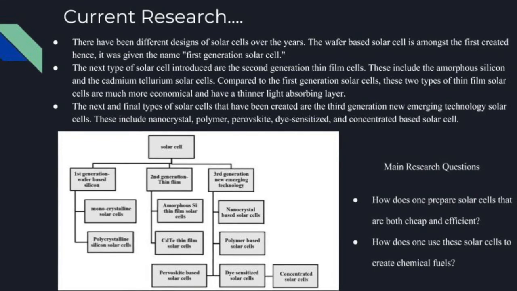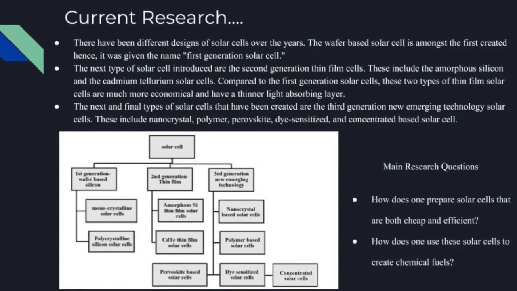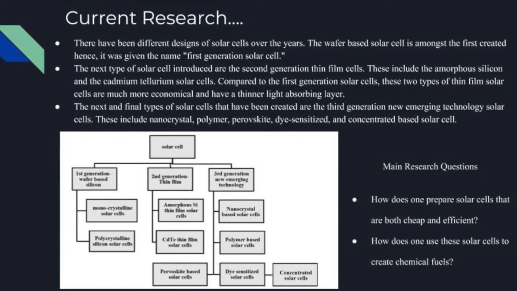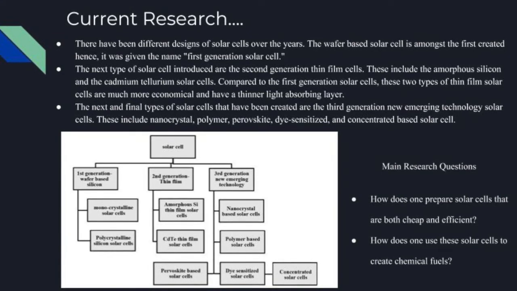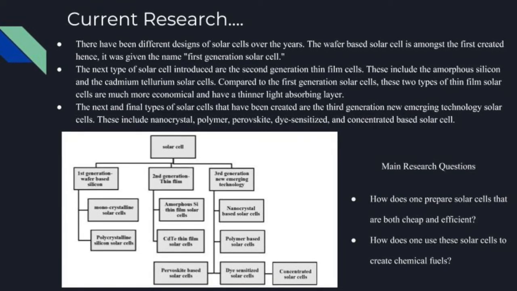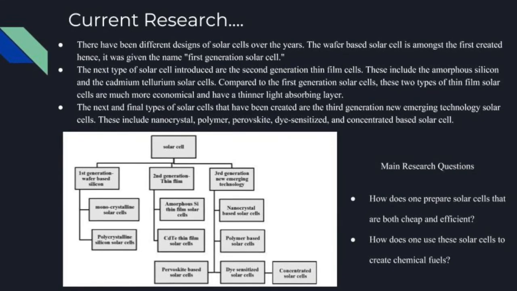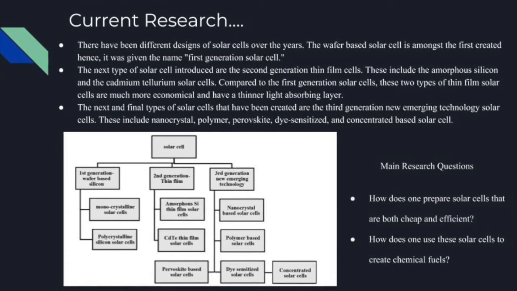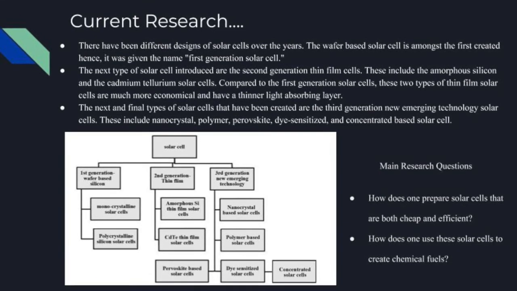Compared to the first generation solar cells, these two types of thin film solar cells are much more economical and have a thinner light absorbing layer. The substrates used in the making of the amorphous silicon thin film require a smaller amount of energy. This type of cell is available in many places and it is very cost effective given the materials needed for its manufacturing are very cheap.